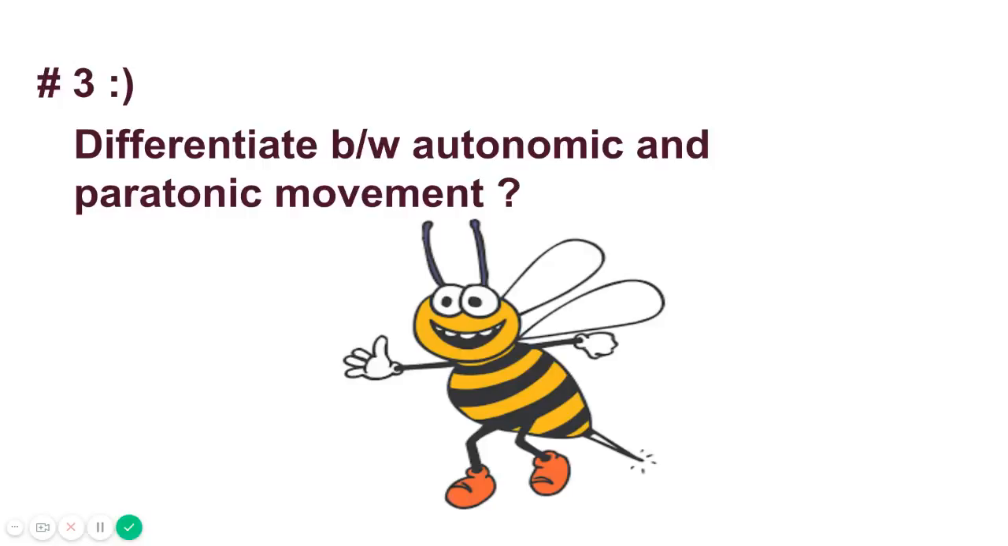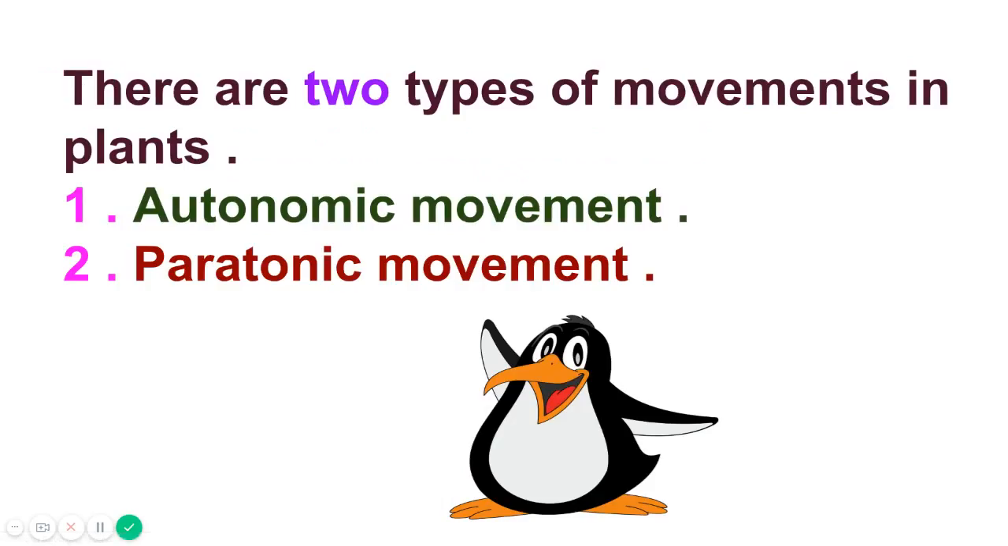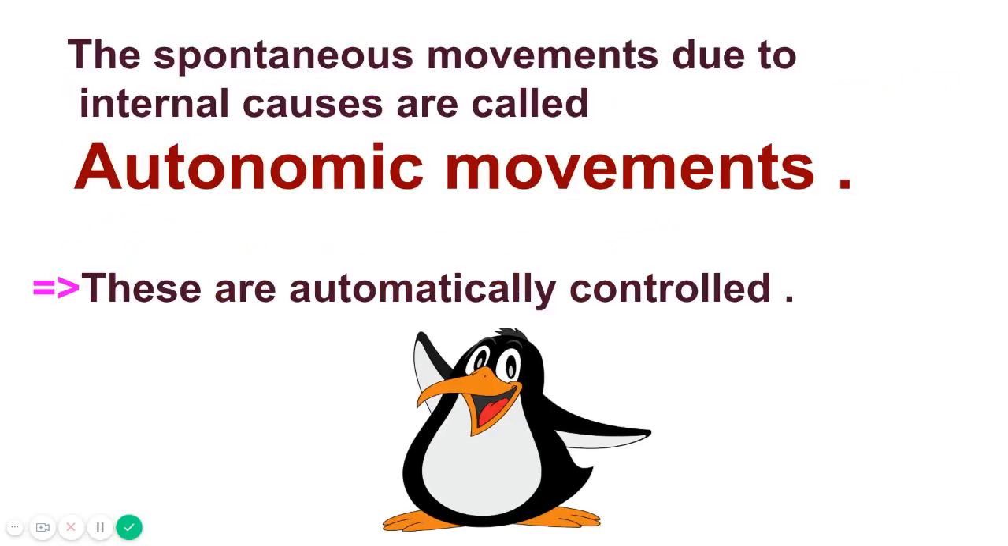Question number 3 is differentiate between autonomic and paratonic movement. Students, there are two types of movement in plants, autonomic movement and paratonic movement. The spontaneous movements due to internal causes are called autonomic movements, and these are automatically controlled. That is why these are known as autonomic movements.